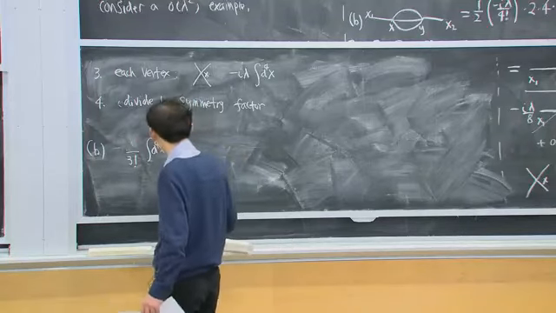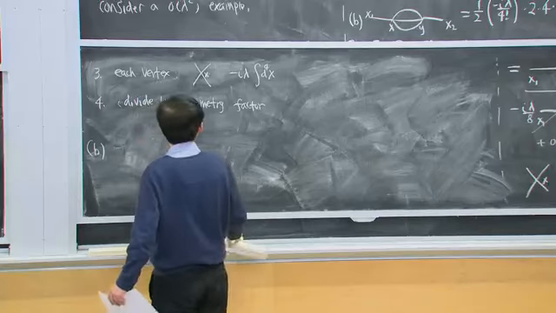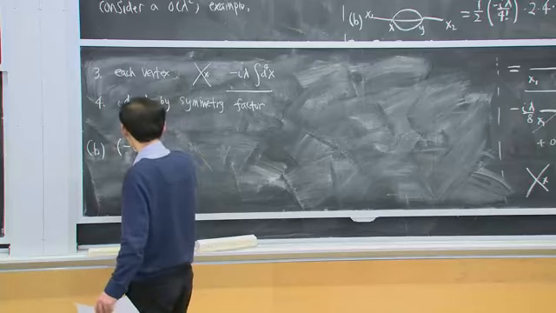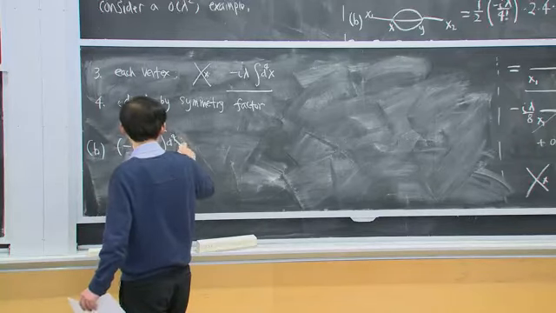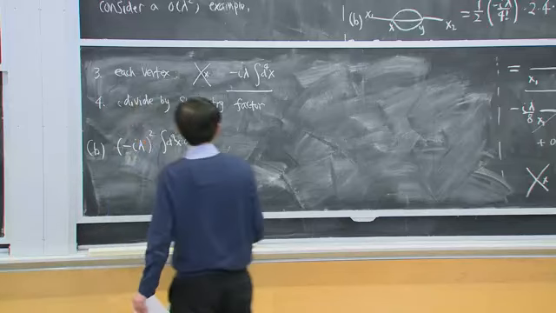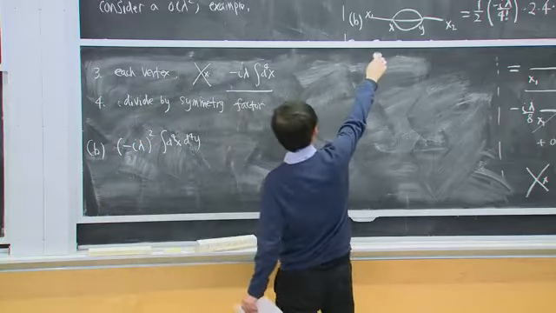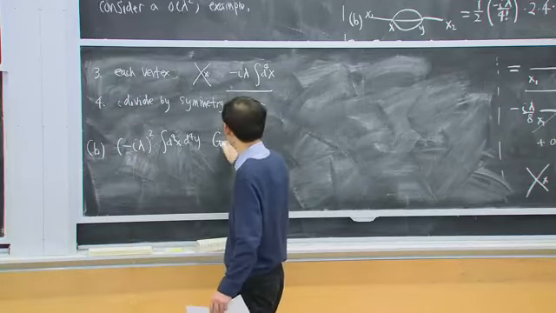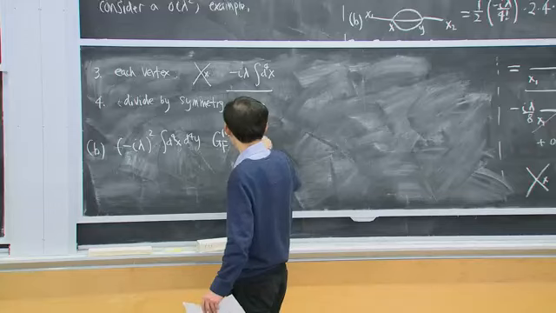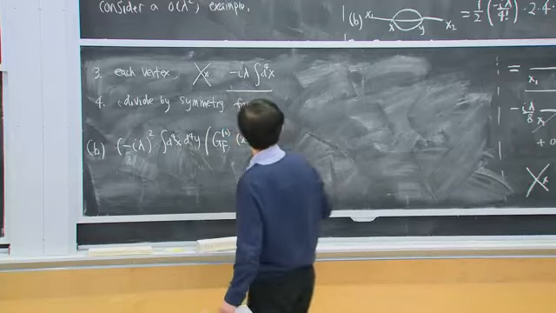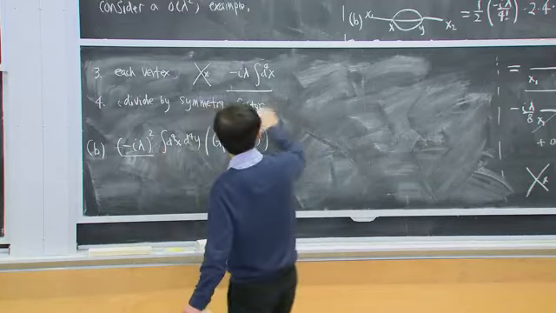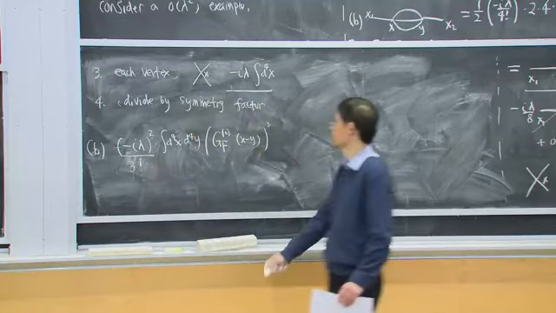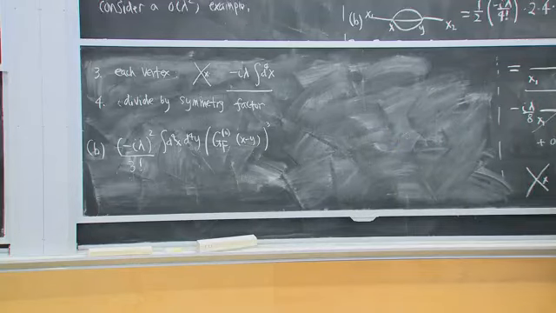Sorry, let me just strictly follow this rule. So we have 2 vertices, and each vertex we have i lambda. Then you have d4x and d4y. And then for each propagator, we associate GF0, x minus y, and then cubed. Finally, we divide by symmetry factors because there's 3 permutations of them, so we divide by 3. So this is the analytic expression corresponding to that diagram.